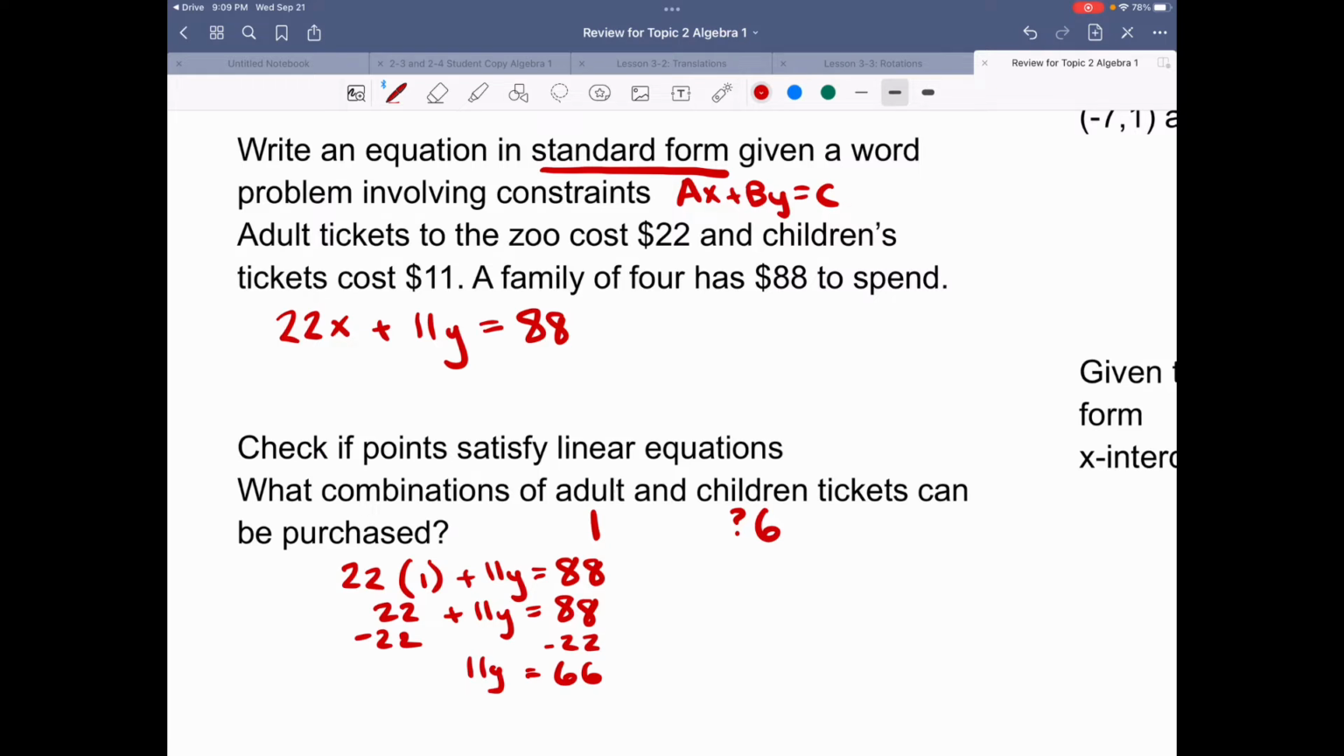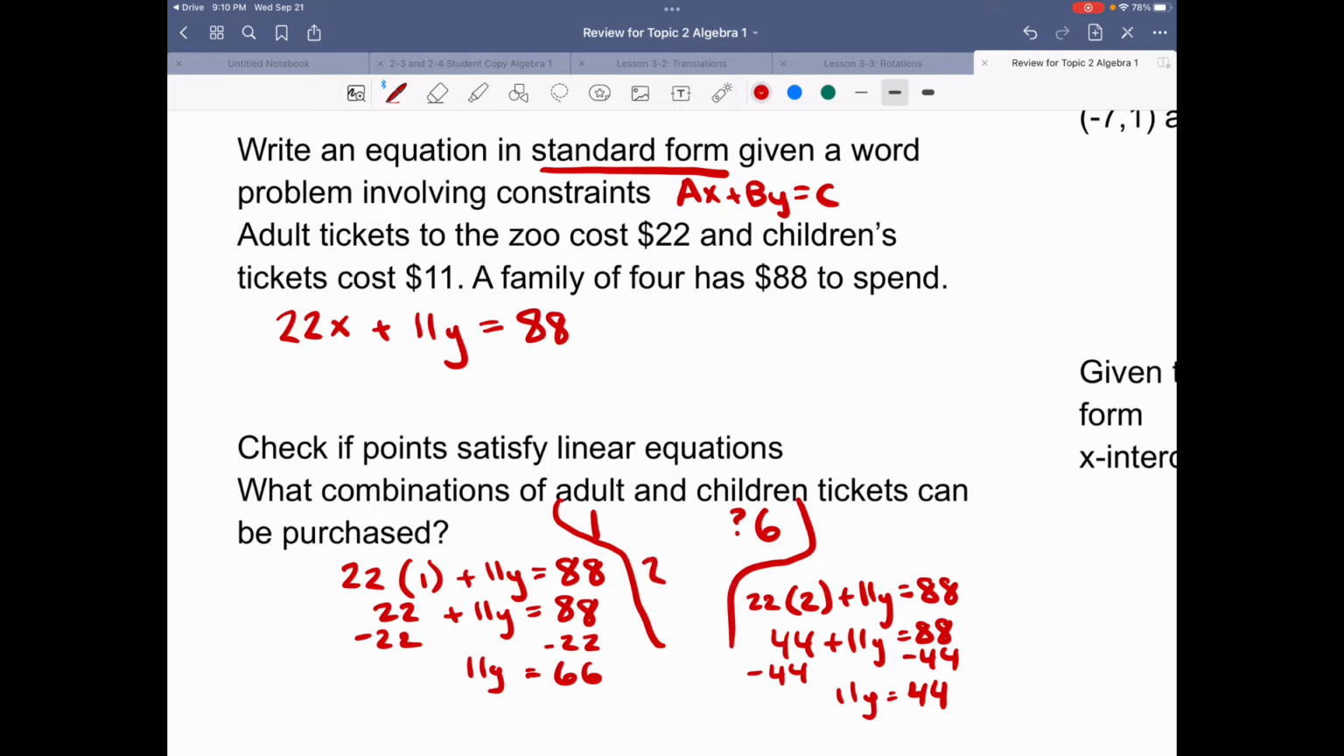What about 2 adults? So you would do the same process. You would do 22 times 2 plus 11y equals 88. And so we would have 44 plus 11y equals 88. You would subtract 44, and you'd get 11y equals 44. When you subtract, right, 88 minus 44 is 44. So then y would equal 4. So if we had 2 adults, we could have 4 children.